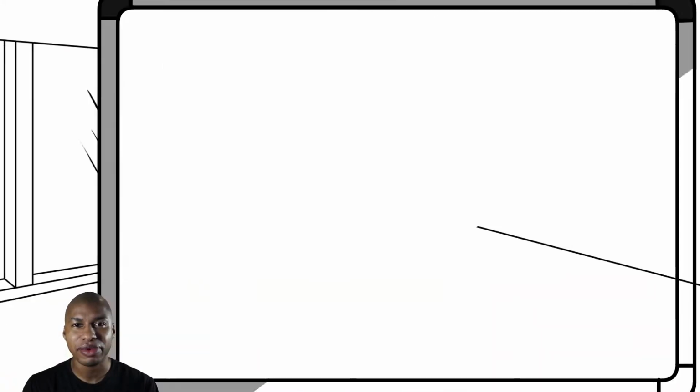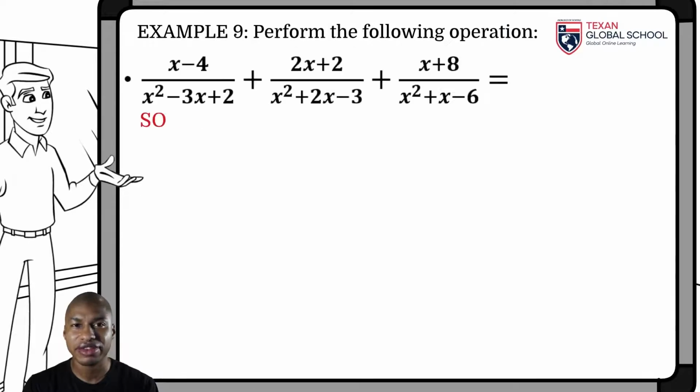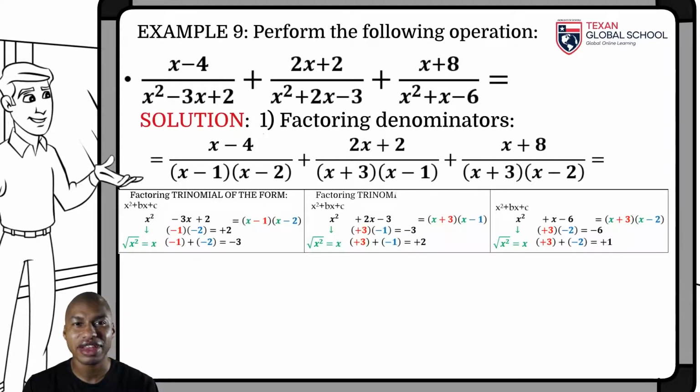In this last example, we also have unlike denominators. However, we must factor the denominators. All cases are trinomial of the form x squared plus b, x plus c. We will look for two numbers that multiplied results the independent term and added the numerical coefficient of the linear term. X squared minus 3x plus 2 is factored as x minus 1 times x minus 2.